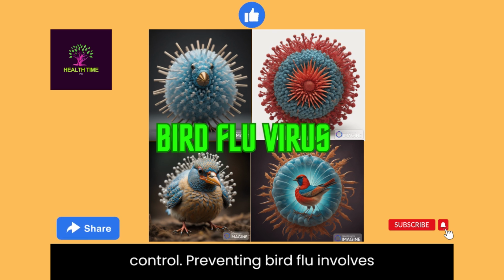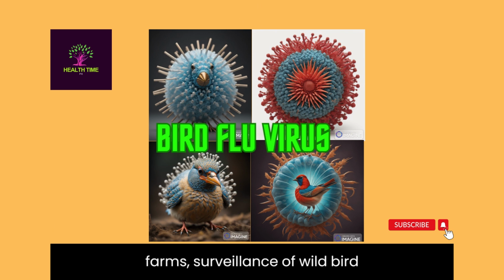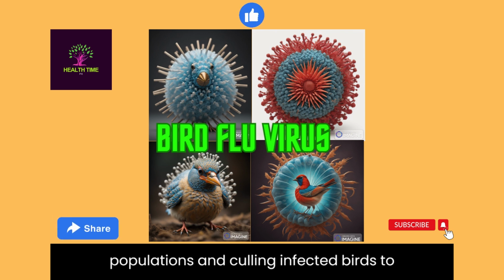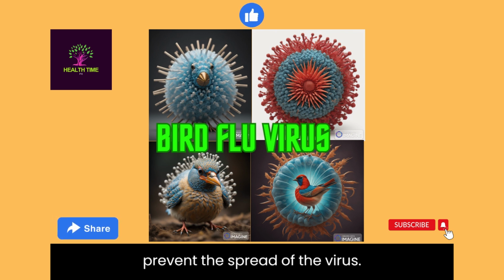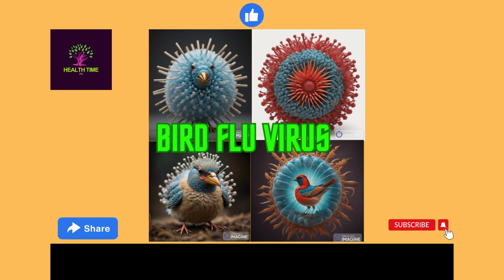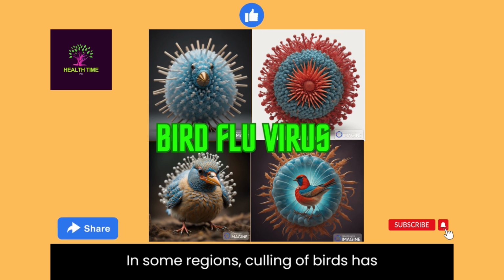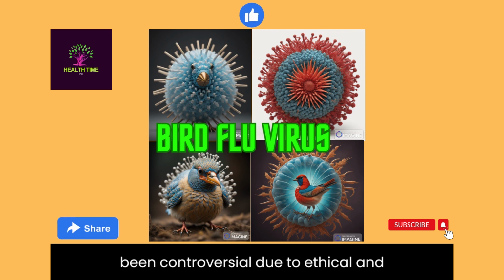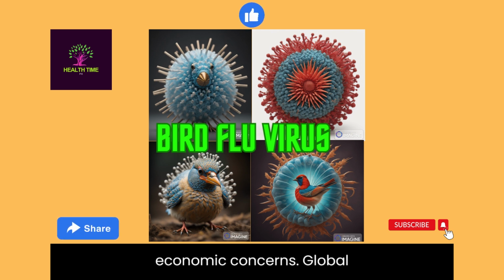Prevention and control. Preventing bird flu involves strict biosecurity measures in poultry farms, surveillance of wild bird populations, and culling infected birds to prevent the spread of the virus. Vaccines are also developed for specific strains to protect poultry populations. In some regions, culling of birds has been controversial due to ethical and economic concerns.